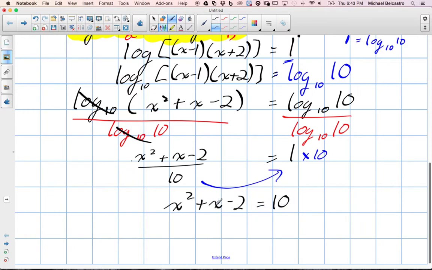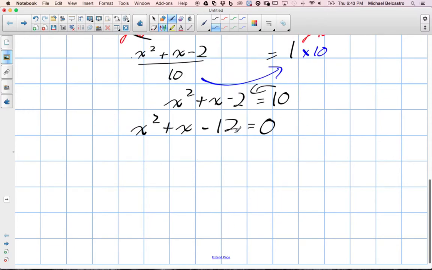And this is very similar. It's a trinomial, and it's probably a quadratic that we could factor if we set it equal to 0. So let's move this 10 to the other side of the equation. We'll get x squared plus x. When we move the 10 over, we'll get minus 10, so we're going to end up with our negative 12. Does that make sense? Yeah, okay.